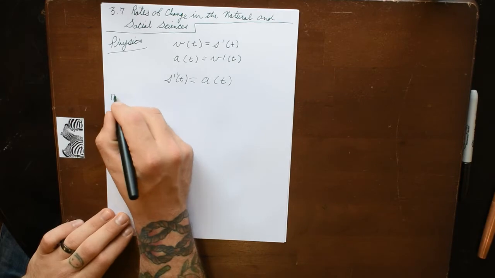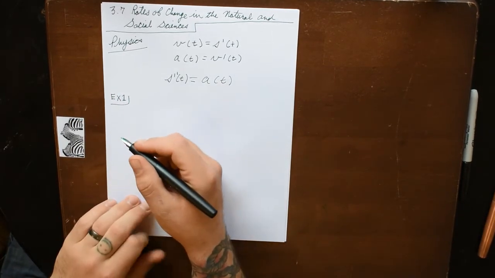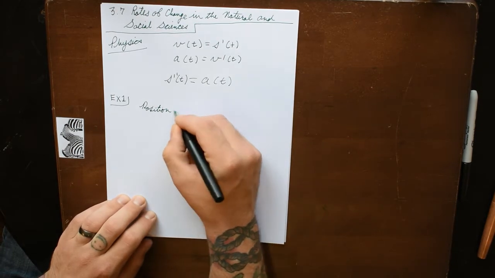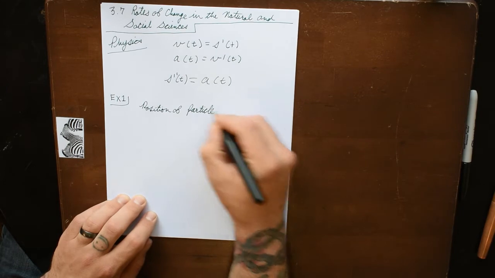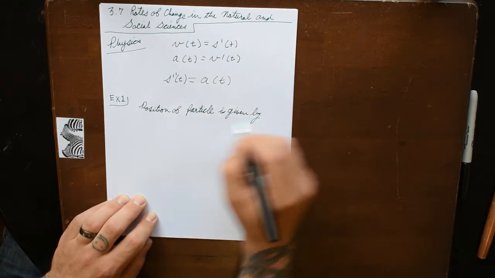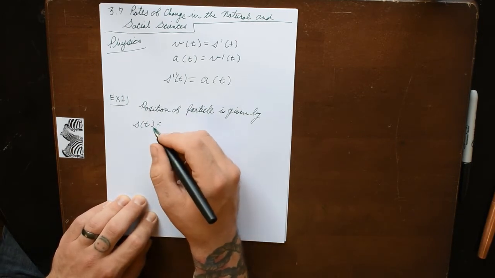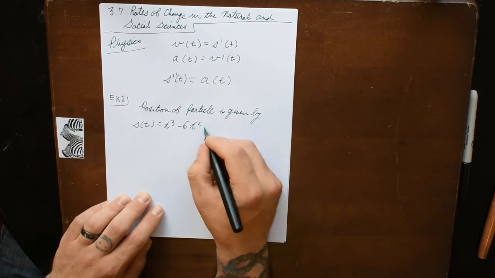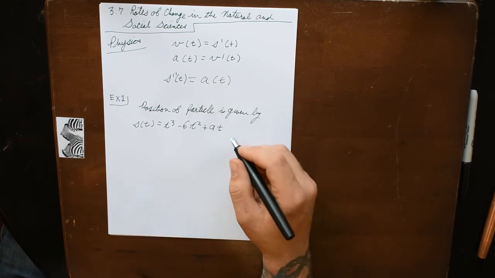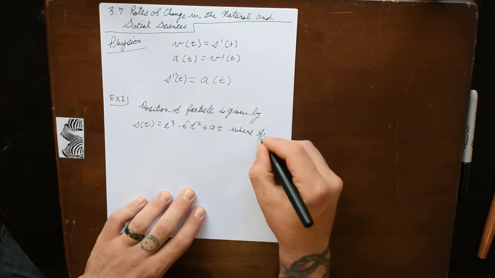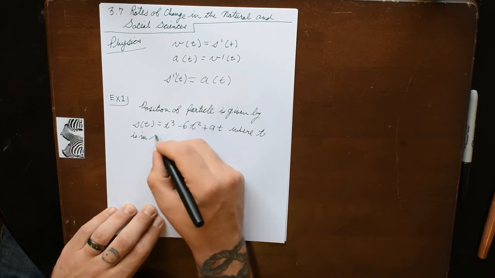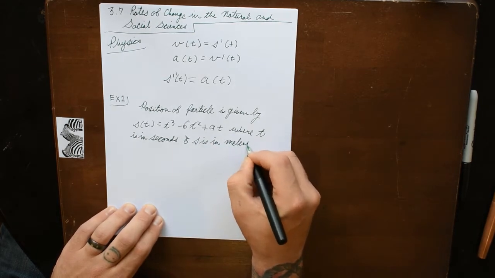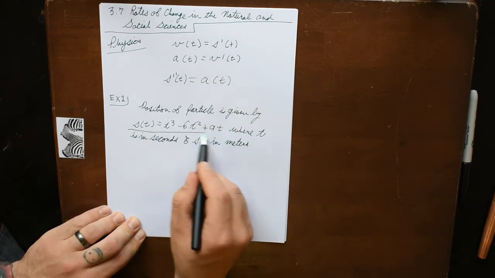So for example 1. Example 1 says the position of a particle is given by S of t equals t cubed minus 6t squared plus 9t, where t is in seconds and s is in meters. Okay, so this gives us our position.